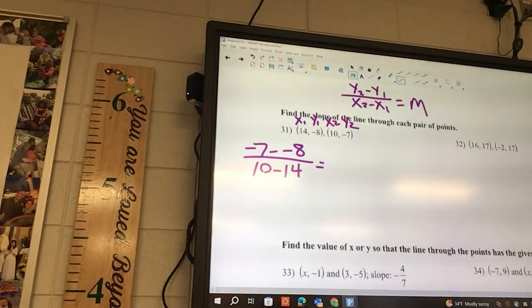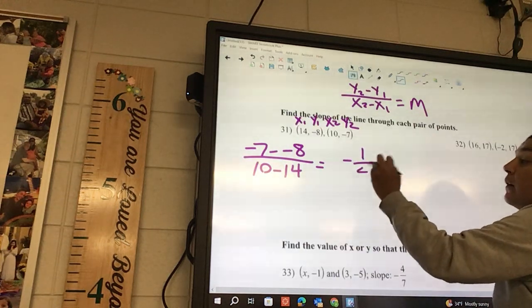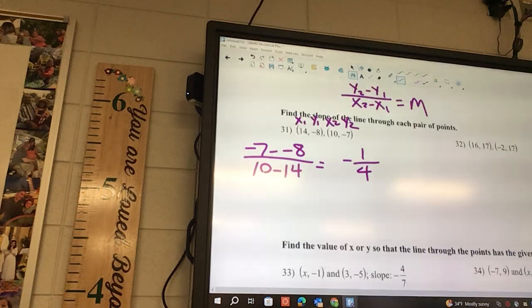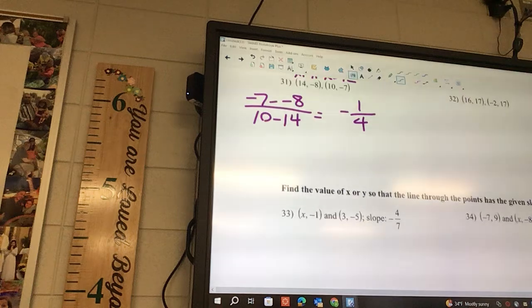What do you guys get? 1 over 4? 1 over -4. Somebody agree? Yes? No? You guys learned that the other day. Yeah, -1 over 4. And then last one, find the value of x or y.